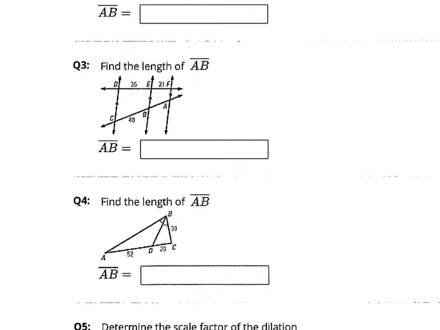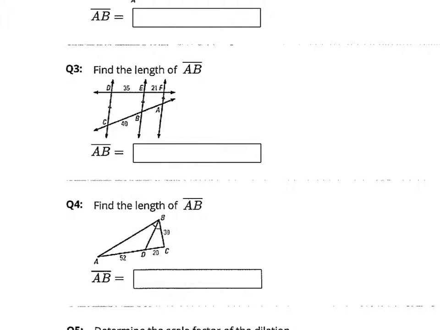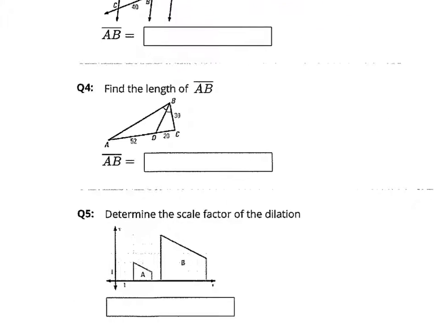Again, looking for AB, which is this part right yonder. I'm going to say x over 21 is equal to 40 over 35. Again, cross multiply and solve. Be careful with your math. Use your calculator.